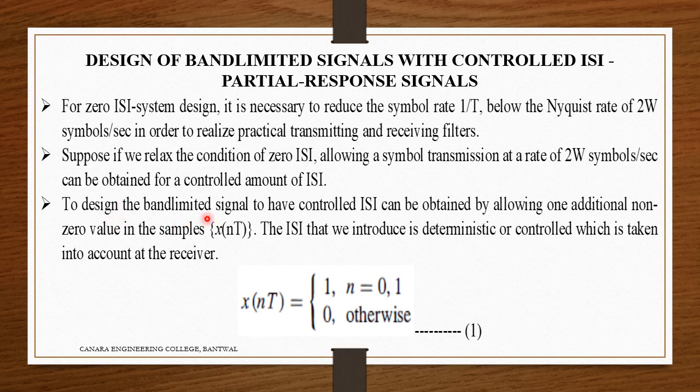To design the band limited signal to have a controlled ISI, we allow one additional non-zero value in the samples x(nT). The ISI that we introduce is deterministic, or controlled, and is taken into account at the receiver. Now x(nT) is equal to 1 for n equals 0, and 0 otherwise. This is something we derived in the previous slides.